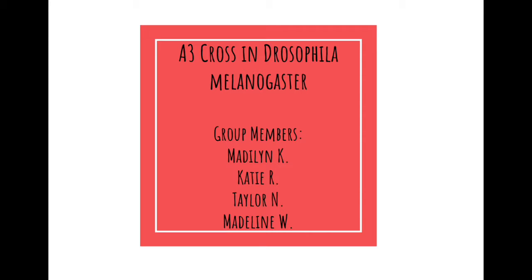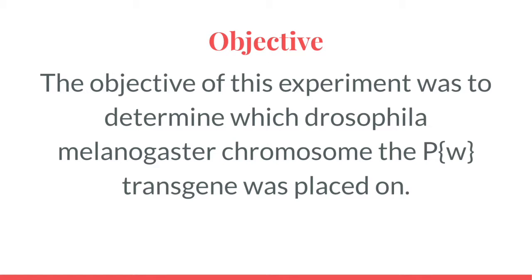Our presentation is called A3 Cross in Drosophila melanogaster. Group members will be speaking in the order that they are listed. The objective of this experiment was to determine which Drosophila melanogaster chromosome the PW transgene was placed on.